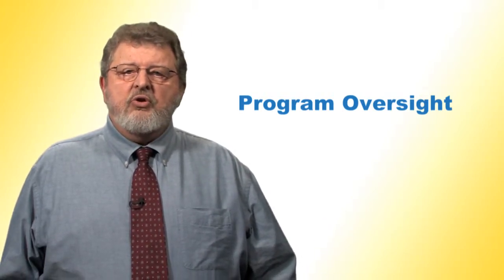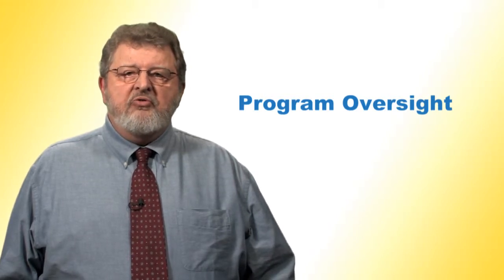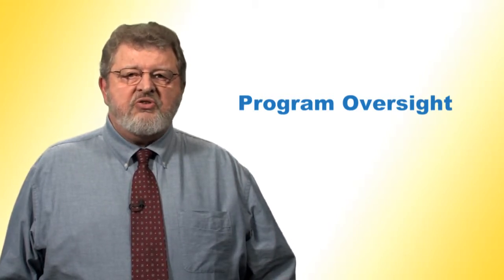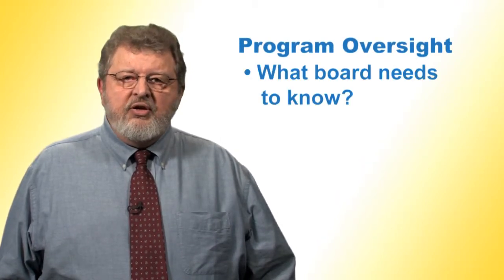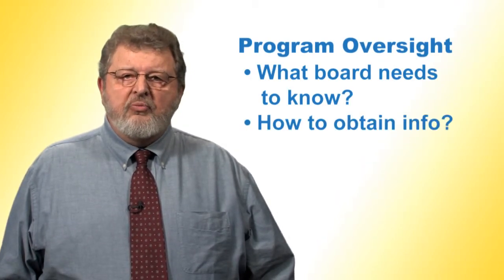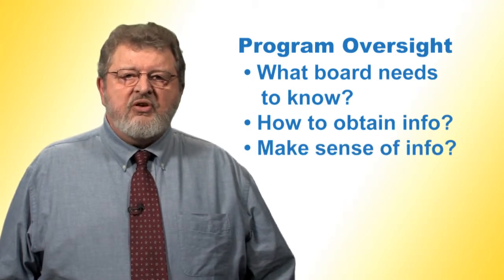As we did with financial oversight, we're going to look at the board's responsibility for program oversight from the point of view of the 3 challenges that we discussed in Unit 5. What does the board need to know? How does the board obtain that information? And how does the board make sense of that information?